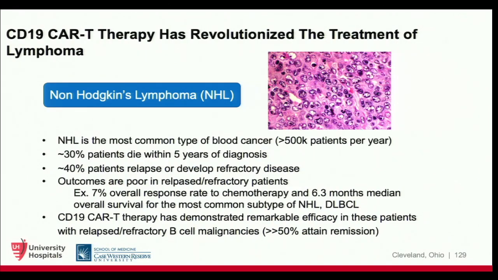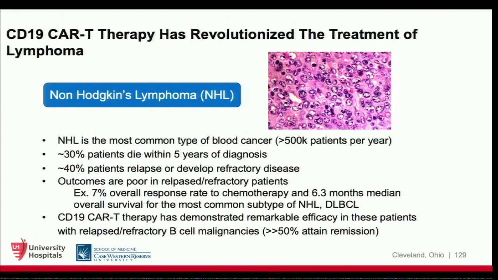Non-Hodgkin's lymphoma is the most common type of blood cancer. There are over 500,000 patients diagnosed per year worldwide. Unfortunately, about 30% of patients still die within 5 years of diagnosis. This is primarily due to the fact that around 40% of these patients will develop refractory or relapsed disease. And it's particularly in these patients, as is true in most cancers, where those who relapse or are refractory to initial chemotherapy have very poor responses and outcomes.